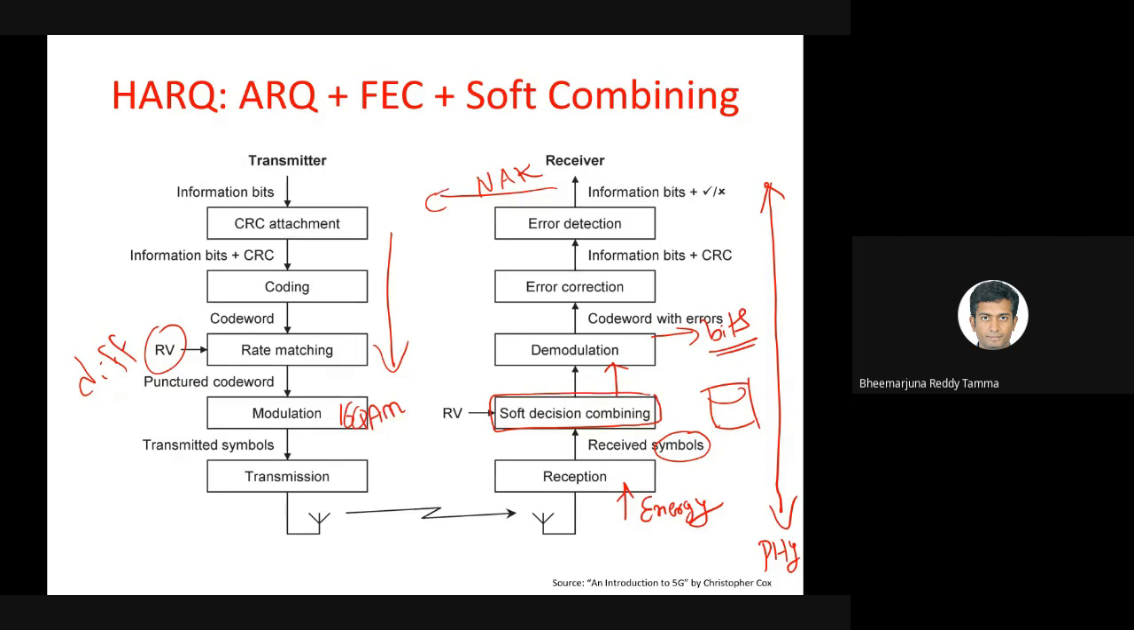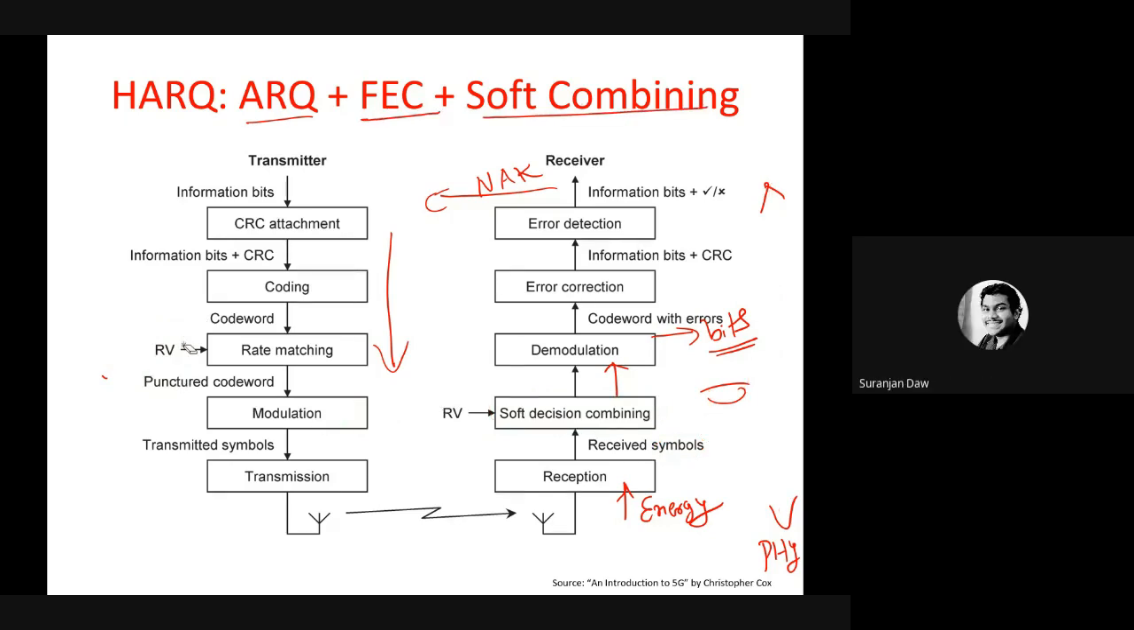But here, before you do the CRC check, you do the forward error correction. First, you do the forward error correction. In spite of doing forward error correction, if your CRC is failing, it means that your FEC is not helping, and you have to ask the sender to retransmit by using the ARQ process. That's the reason why it is a combination of ARQ, FEC, and soft combining. Right, sir. Yeah, got it.